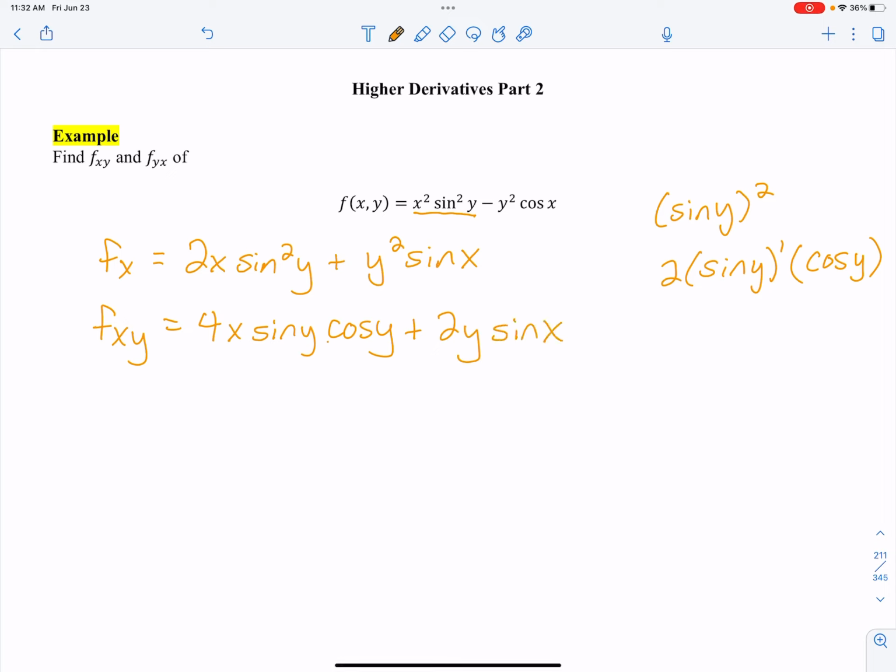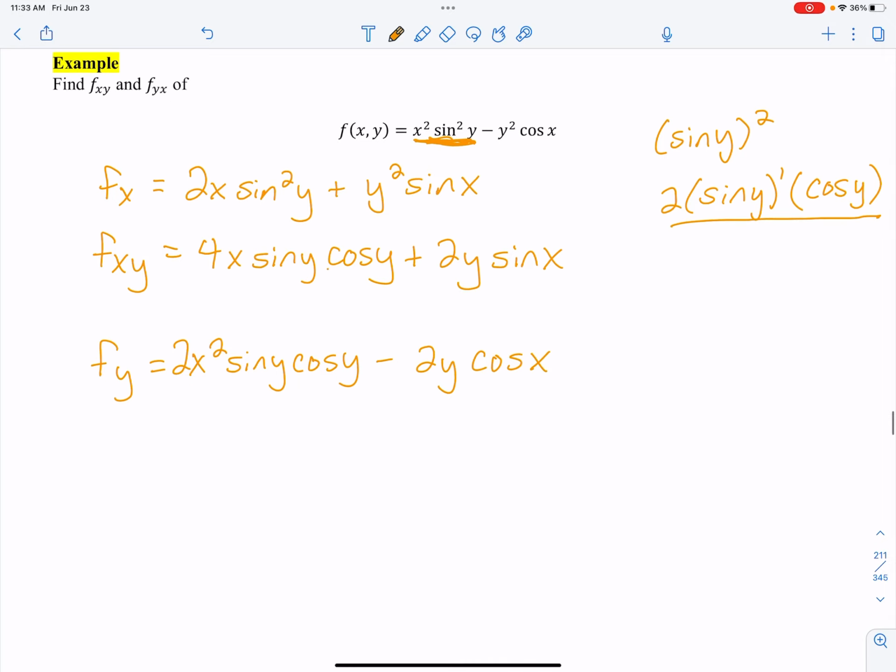Okay, so there's that. Now let's do the function with respect to y. It's the same idea for that part. So I'm going to get x squared times 2 sine y cosine y. That's this term with respect to y. I already did the derivative of that part. And then minus the derivative of y squared, which is 2y, and we keep our cosine x. All right, that's our first derivative with respect to y.